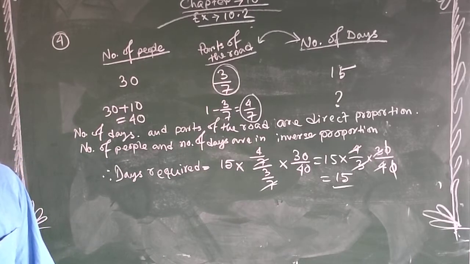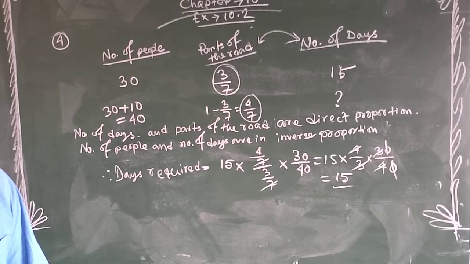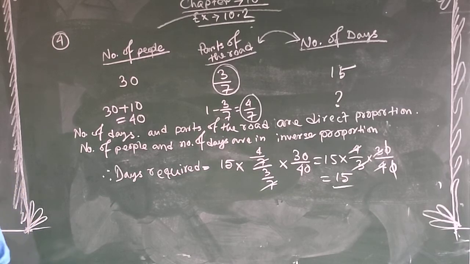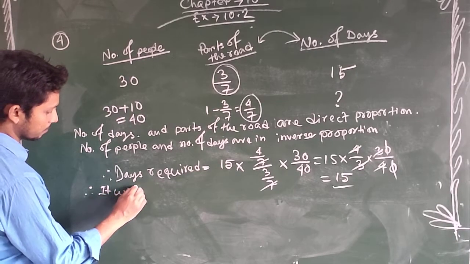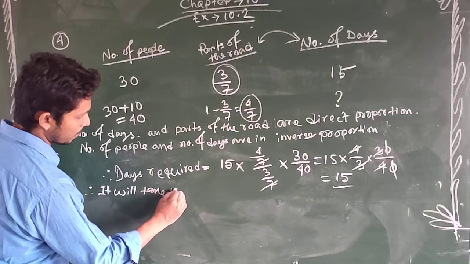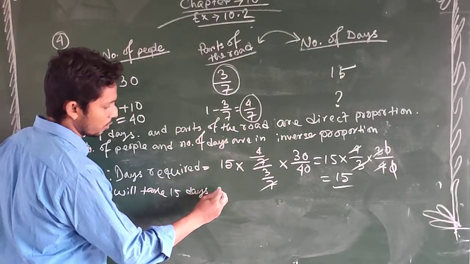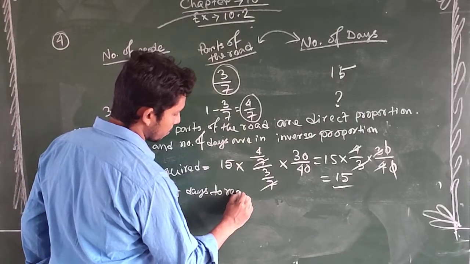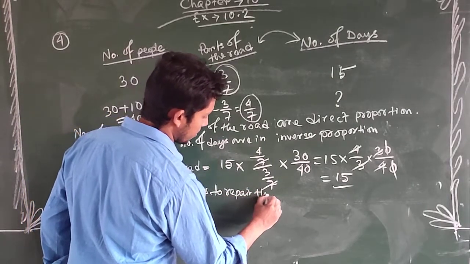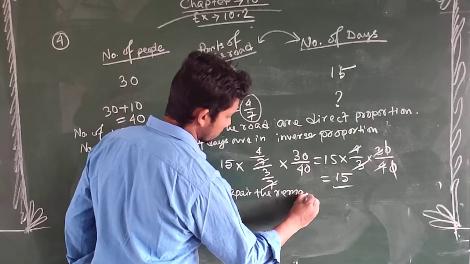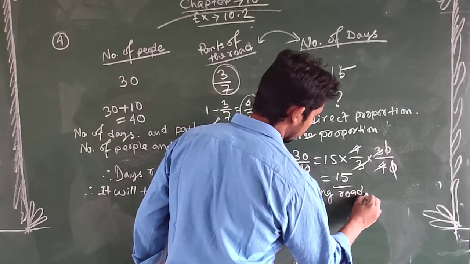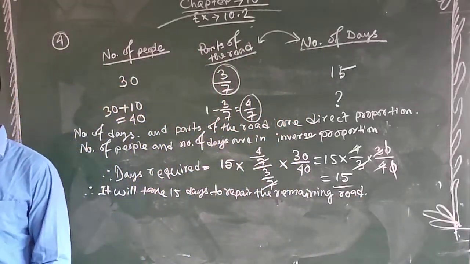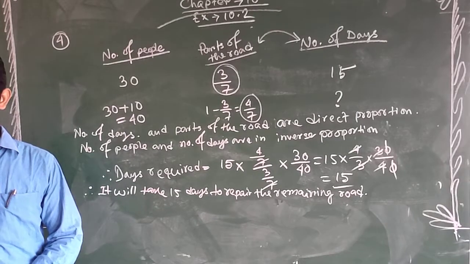Actually it is asking how many. Is this not asking? So here it will take 15 days to repair the remaining road. Now tell me, are you all clear?